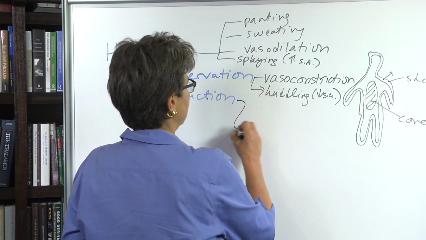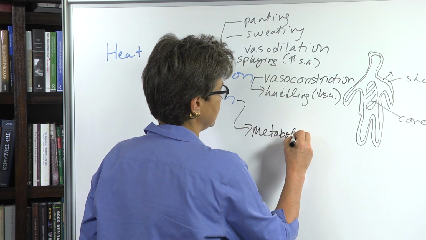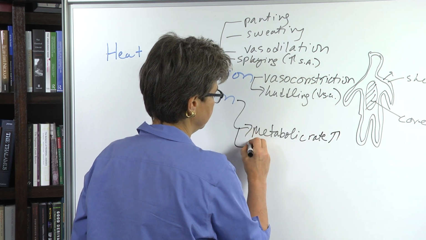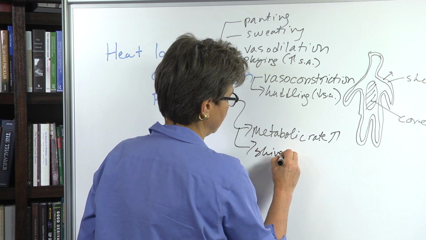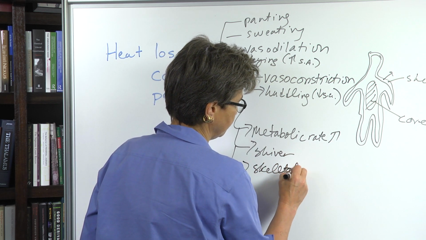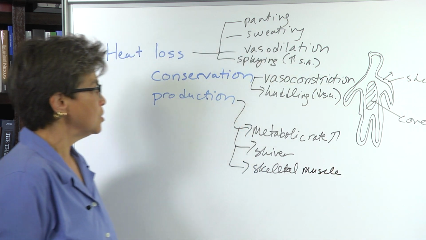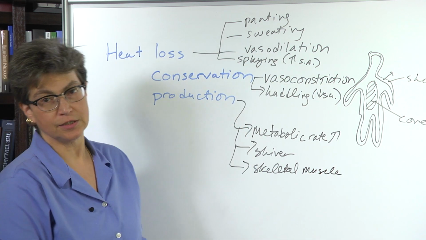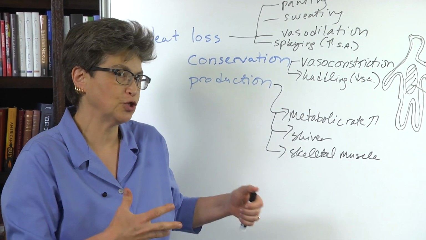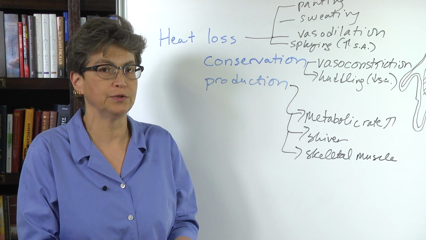Heat production, we have a way to do that, and so we can increase metabolic rate, we can shiver, and we can move around, use skeletal muscles, which is related to shivering. So, okay, what's not on this list? What's not on this list is we don't have a body's version of Freon. We can't produce a cold.